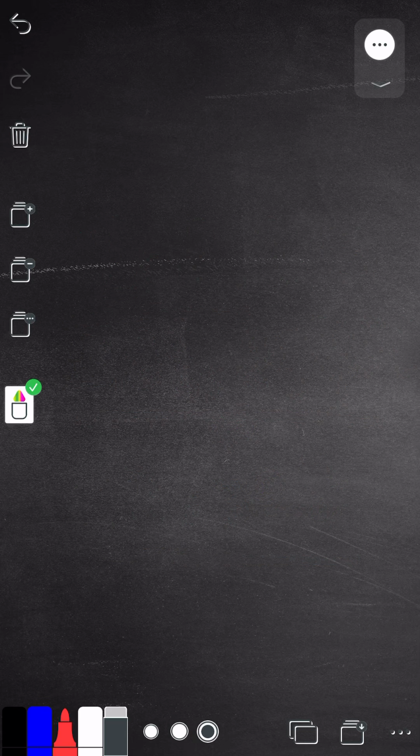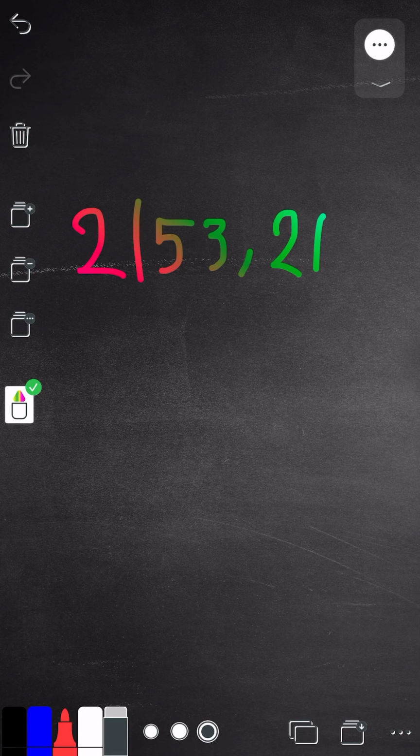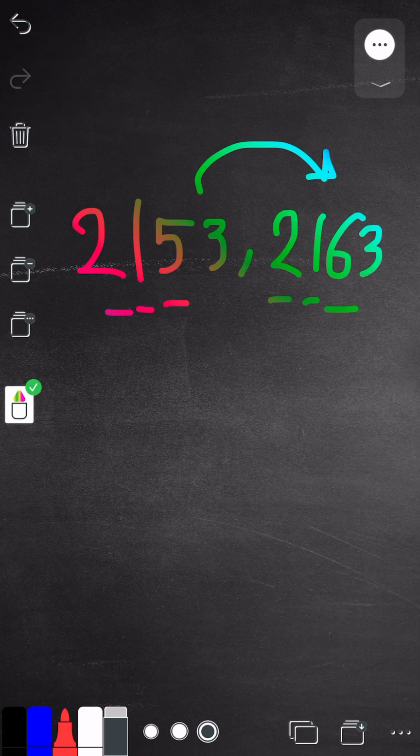Let's take another example. We have 2,153, 2,163. What is changing here? Is it the thousands? No. The hundreds? No. The tens? Yes. And what is being changed? It's plus 10 each time. So we can work out this sequence really quick by adding 1 to the tens. Okay? And after the tens become 9, we add 1 to the hundreds.